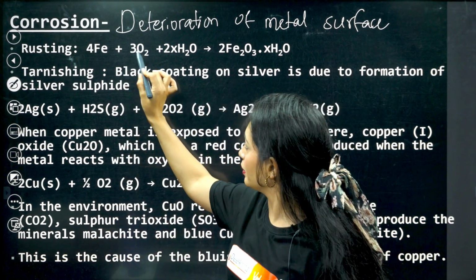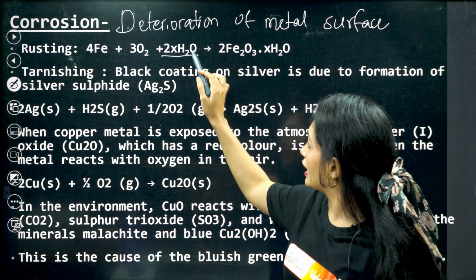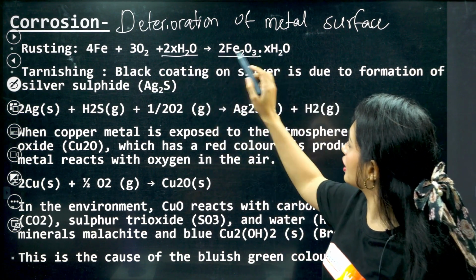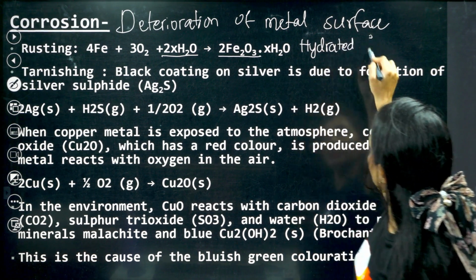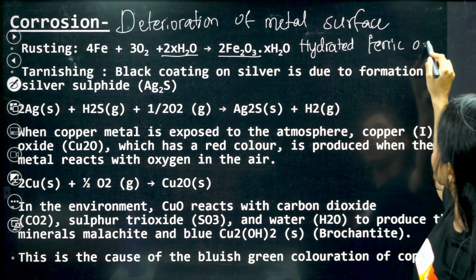4Fe plus 3O2 plus H2O gives Fe2O3. This is hydrated ferric oxide. This is the rust, hydrated ferric oxide, the brown flaky substance.